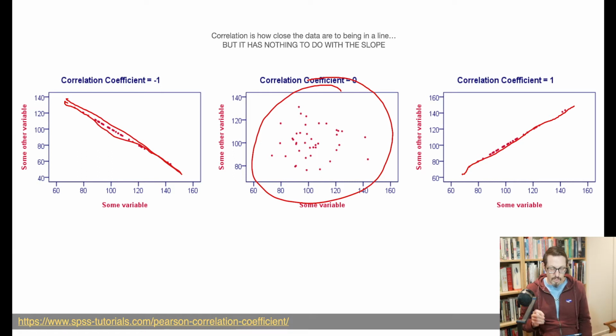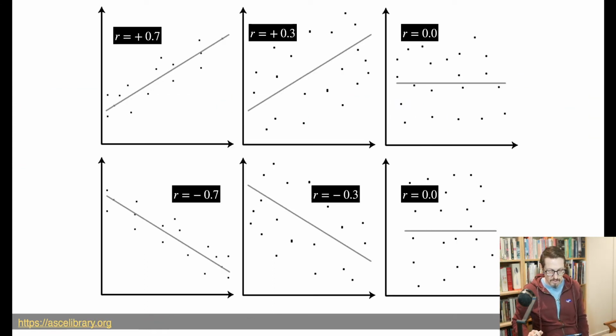Again, correlation is how close the data is to being in a line. It's not what the slope is. The slope could be like this, or like this, or like this. As long as the data lies close to the line, the value of correlation is close to 1. If the data is spread out around the line in a great huge channel, then the correlation is closer to 0. So this illustrates exactly what I was saying.